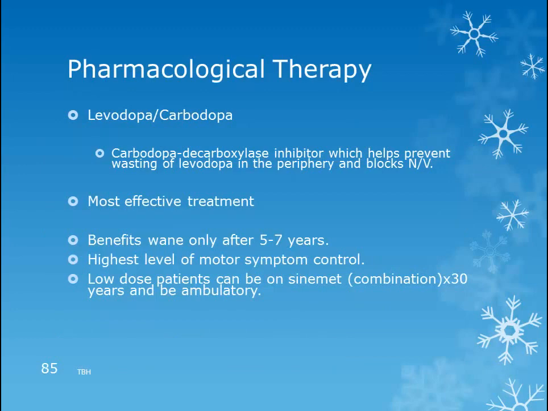Pharmacological therapy, levodopa-carbidopa. Carbidopa is a decarboxylase inhibitor, which helps prevent wasting of the levodopa in the periphery and blocks nausea and vomiting. It's the most effective treatment. Benefits wane only after 5 to 7 years, prompting the need for drug holidays. It gives the highest level of motor symptom control. Low dose patients can be on Sinemet combination for 30 years and be ambulatory.